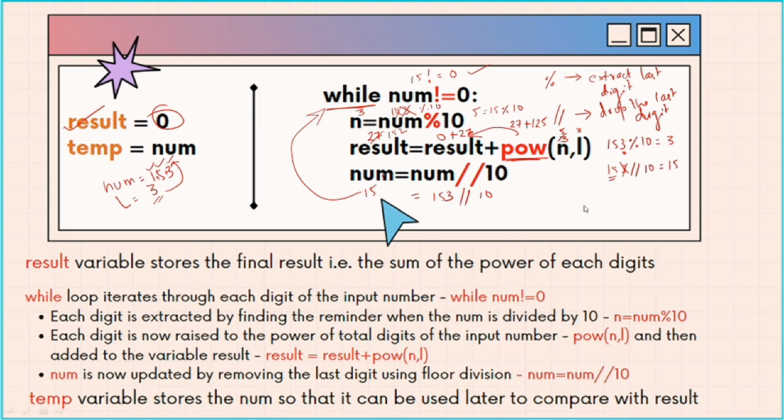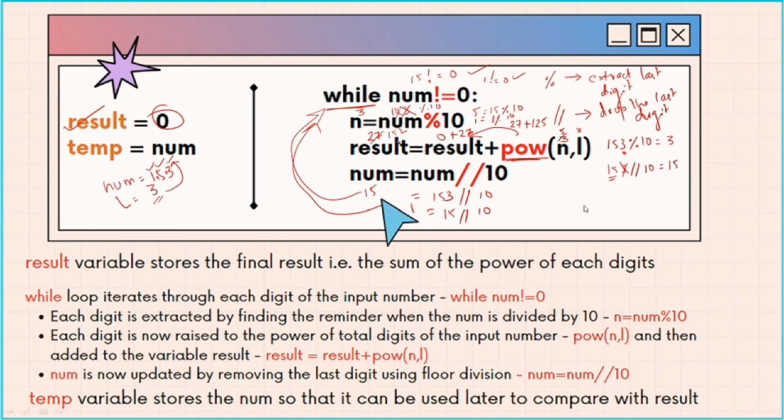So the last number we need is just 1. So we will do num equals num, 15 floor division 10, which will be equal to 1. Now again we will go to the while loop. So it will say 1 is not equal to 0. So it is true. So it will come inside, and here it will do 1 mod 10 equals 1.